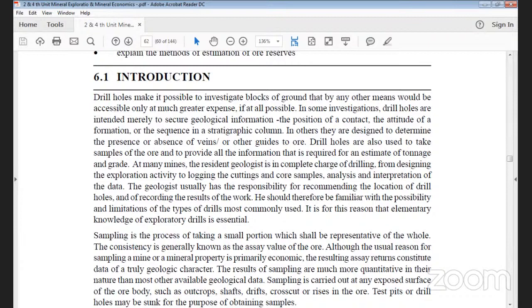In many mines, the resident geologist is in charge of drilling, from the designing to the exploration activity, to the logging, cutting, and coding of the samples. He will also do the analysis and interpretation of the data. The geologist usually has the responsibility for recommending the location of drill holes and recording the results of that particular work.